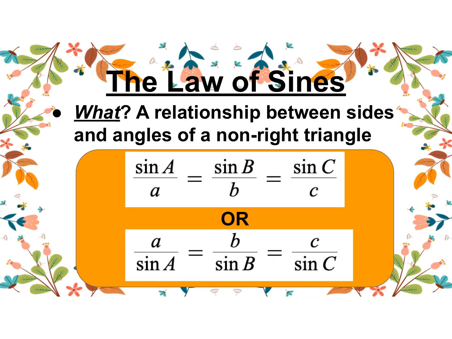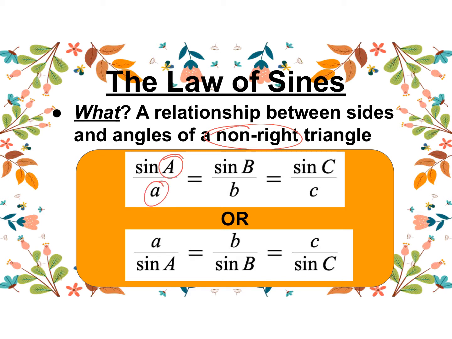The law of sines, you can use either one of these, and it's a relationship between the sides and the angles of a non-right triangle. That's really important. We've done right triangle trig, sine, cosine, tangent. If you have a right triangle, you can use right triangle trig. You're not using the law of sines on a right triangle. So it relates the sine of an angle to its side.